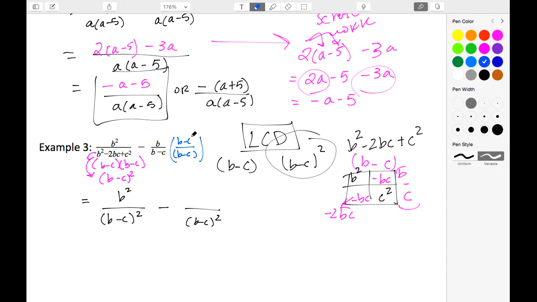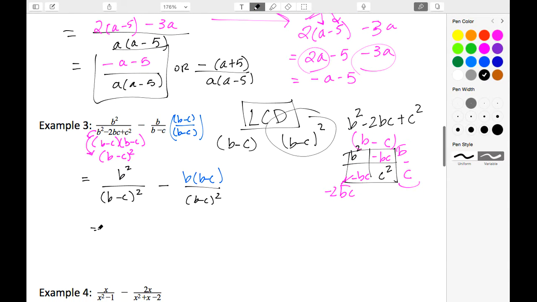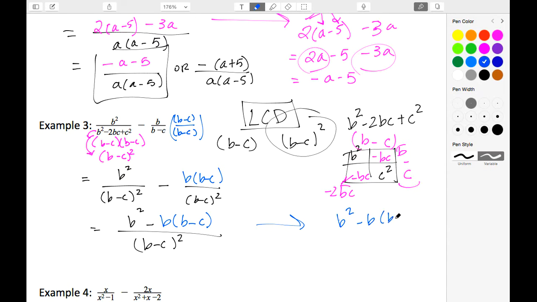And then whatever I do to the bottom, I do to the top. So then this becomes b times b minus c, right? So now my new numerator is equal to b squared minus, and just to keep my colors consistent, b minus c. Okay, then you can do your scratch work. And I have b squared minus b times b minus c.